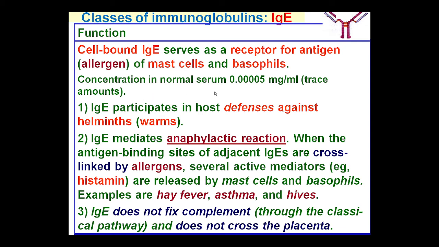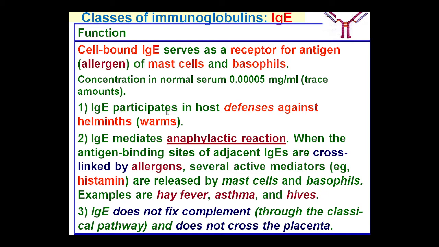Concentration of this immunoglobulin in the plasma is 5 millionths, 5 millionth part of a milligram per milliliter. This is the lowest concentration of immunoglobulin, trace amounts. If concentration would be 10 or 20 times higher, it means that the patient has a hypersensitivity disease based on the hypersensitivity reaction, for example, helminthosis.